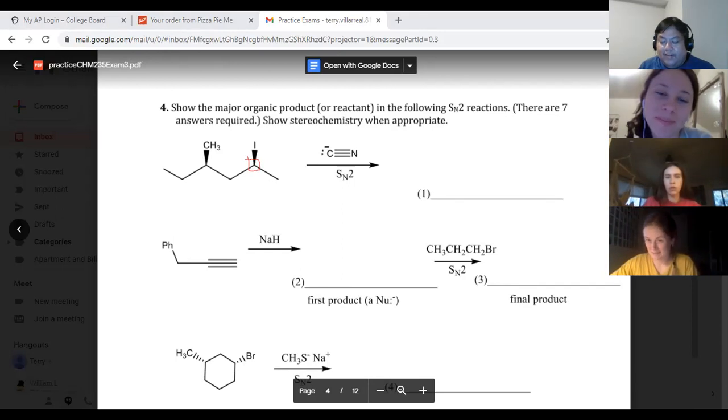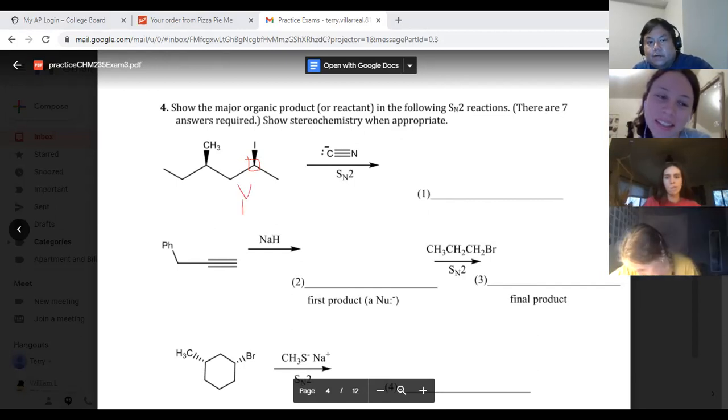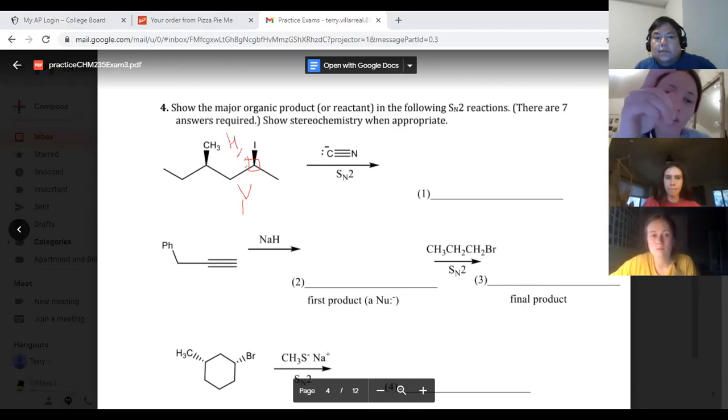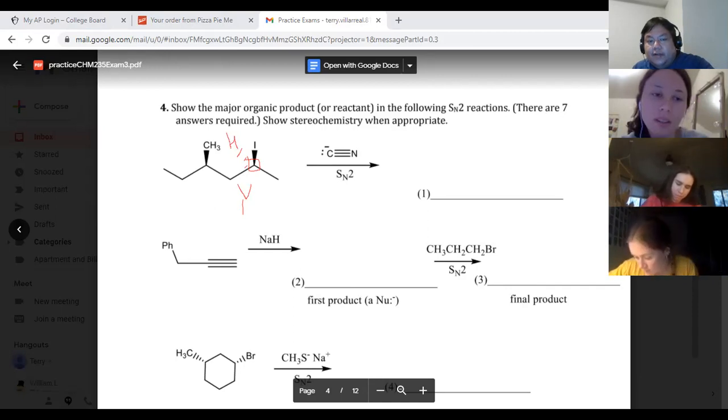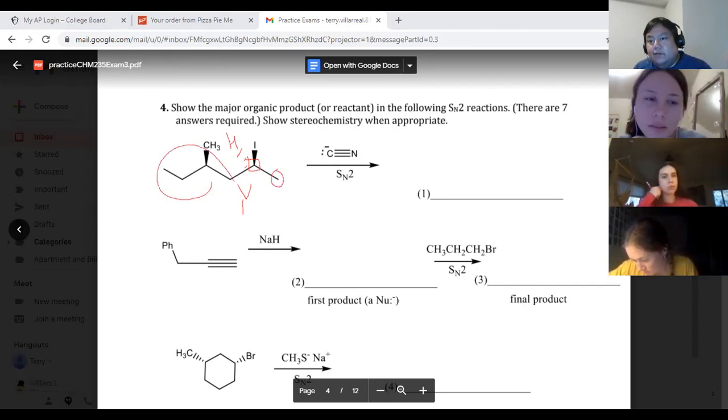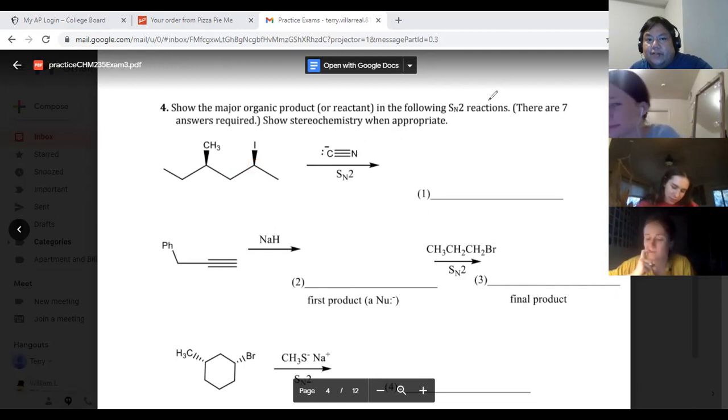Maybe. That's not an answer. I think yes, but it isn't. It is a stereo center because there are 4 different things. Just count everything that's there. What did you forget? Well, I knew the hydrogen was there, so I counted hydrogen, iodine, CH3, and then the long chain. Those are all different, right? Yes. Okay. I'm going to judge you a little bit on that one because you shouldn't make that mistake.